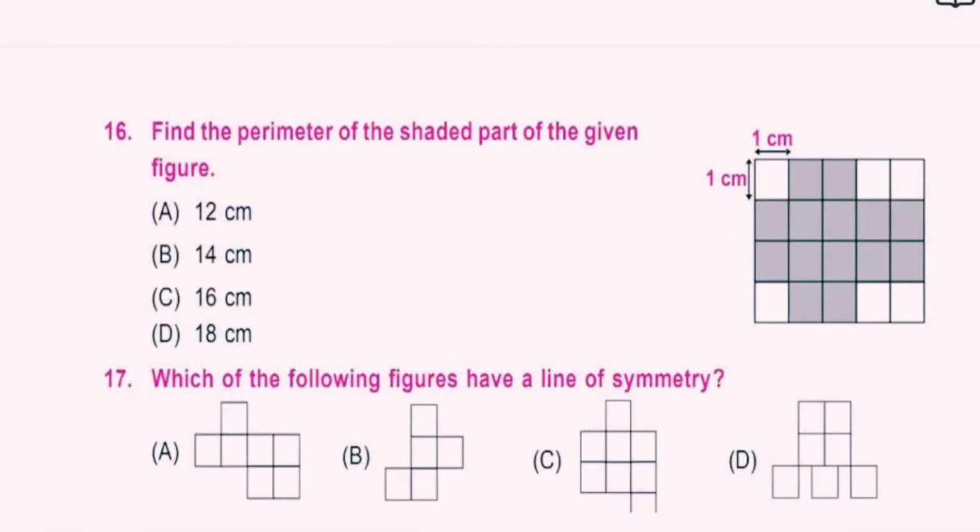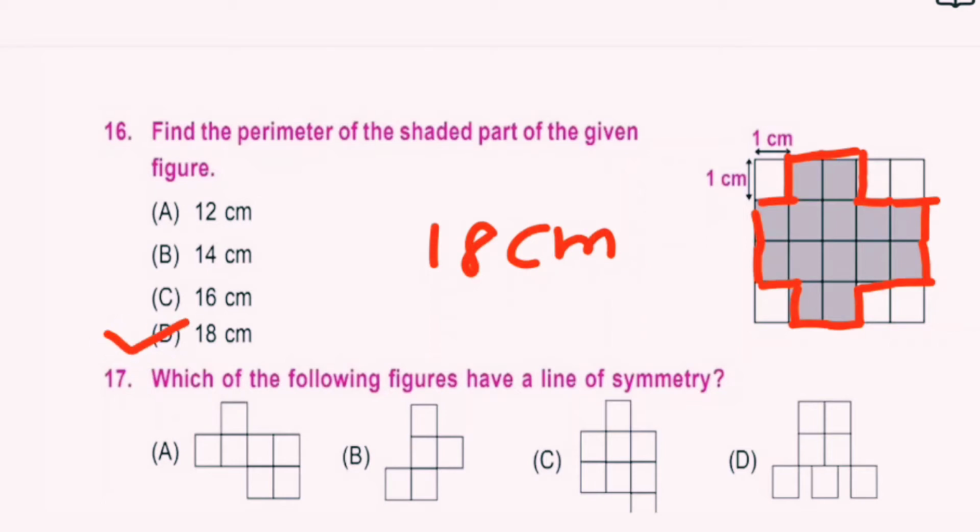Question number 16. Find the perimeter of the shaded part of the given figure. So here we have to find the perimeter of the shaded part. Perimeter is the distance around the outside of the shape. So here this is 1 centimeter, 2, 3, 4, 5, 6, 7, 8, 9, 10, 11, 12, 13, 14, 15, 16, 17 and 18. So perimeter is equal to 18 centimeters. Option D is the correct answer.